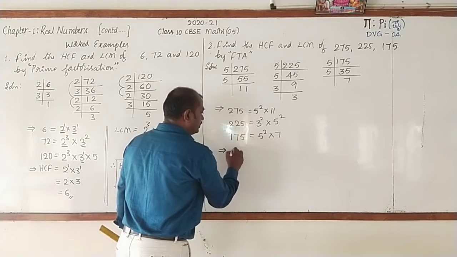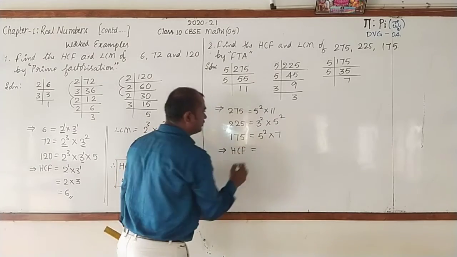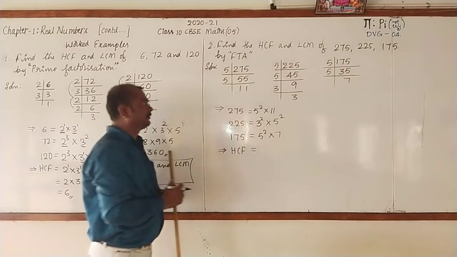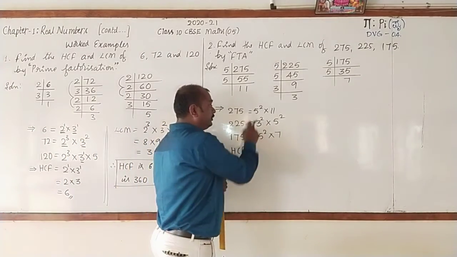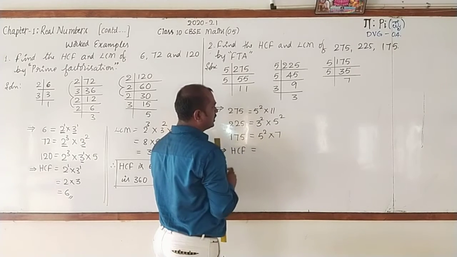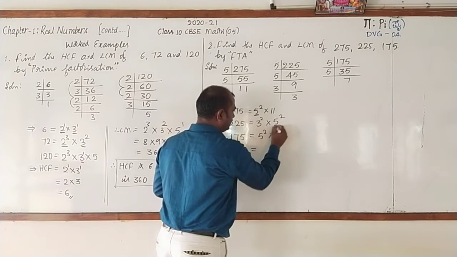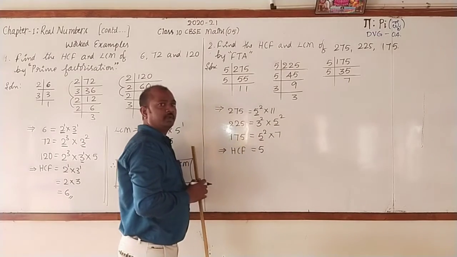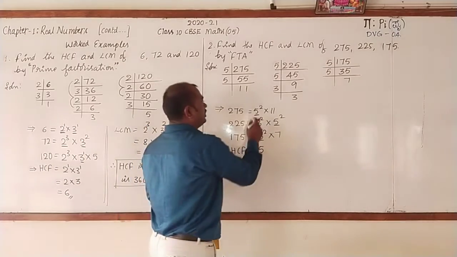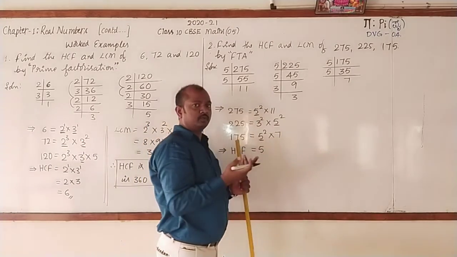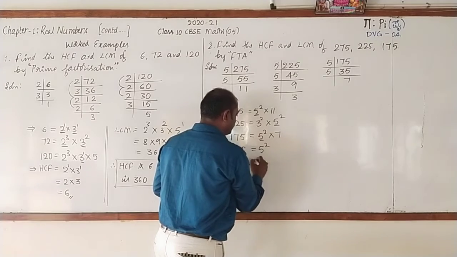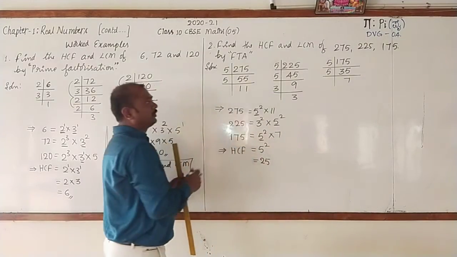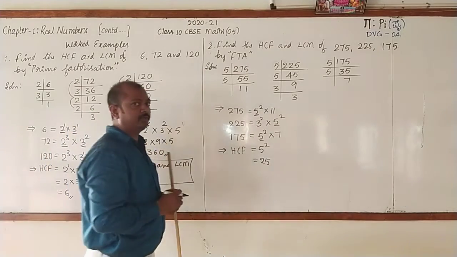Now let us go for finding the HCF and LCM. In HCF, what is the very first step to be done? We have to take the common factors. What are the common factors? Here is 5, here is 5, here is 5. 5 is there. Then the least power. Here 2, 2 and 2 is there. The least power is that only. 5 square is there. What is 5 square? It is 25. Therefore, we can write HCF is 25.